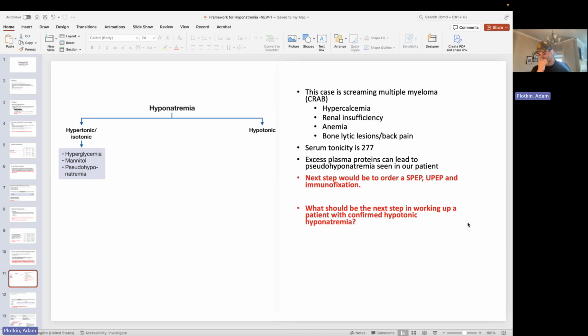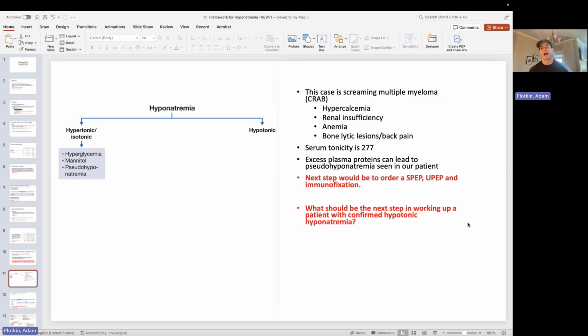In this case, first step first, we should calculate the serum tonicity, which is 277. So it's a little bit below that 280 that we talked about for a cutoff. But remember, these are more or less arbitrary numbers. It's close enough for me to consider both an isotonic and hypotonic situation here. But when I put the full clinical picture together, this case is screaming multiple myeloma. I have my classic CRAB symptoms: hypercalcemia, renal insufficiency, anemia, and bone lytic lesions and back pain.